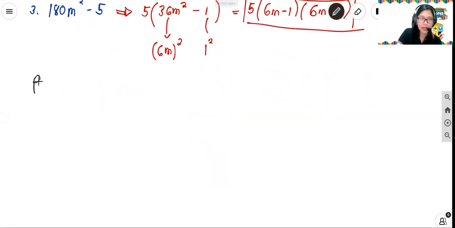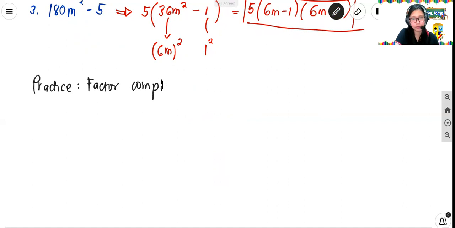Okay, so let's practice. Factor completely the following. Again, if you feel that, for example, there's a given like in number 3 that is not a perfect square, then just try to check if you can still use common monomial, or you can use other types of factoring first before you do the difference of two squares.